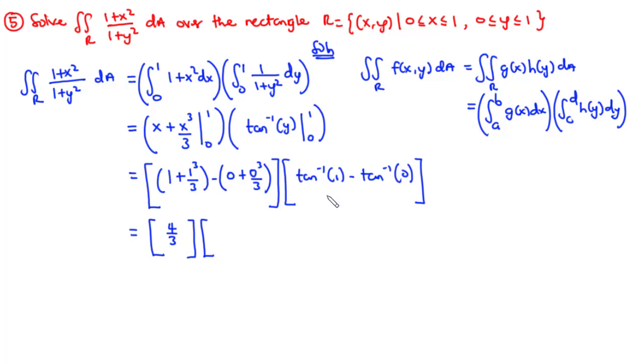Now tan inverse of 1 is 45 degrees. In radians, that's going to be pi on 4 minus, this is going to give us 0. So we just ignore that. So finally, 4 goes here once, 4 goes here once, we are left with pi on 3. So we have our final value to be pi on 3.